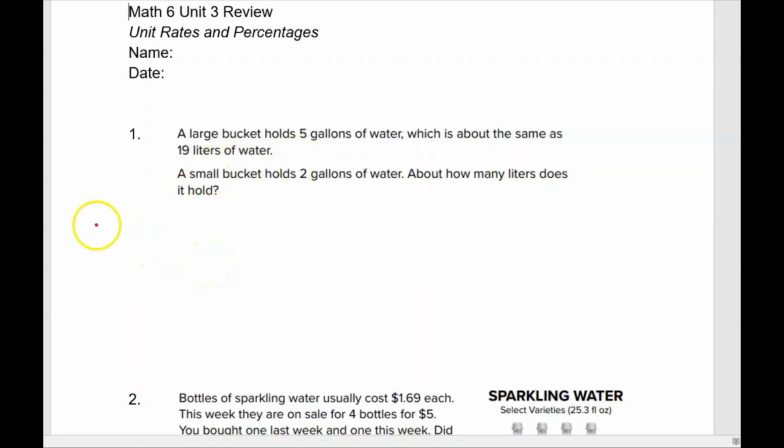You'll probably hear me say this a lot in this review, and you probably heard me say it in Unit 3, but something that's really helpful this unit is a t-table. The two things I'm talking about for this t-table are gallons, which I'm going to abbreviate GAL, and liters. I know this large bucket can hold 5 gallons of water, which is the same thing as 19 liters. And what I'm trying to find is, a small bucket holds 2 gallons. How many liters is that?